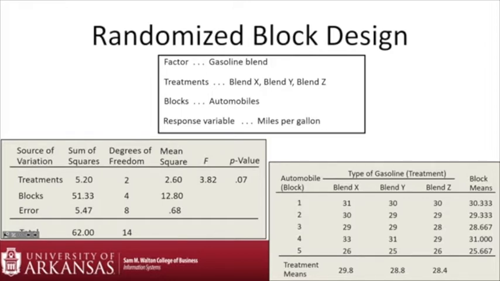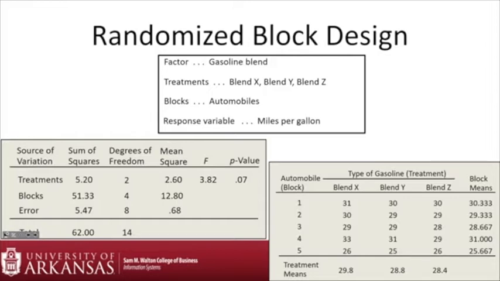So is there a difference between our blends? It depends on my alpha level. So if my alpha level is 0.05, is there a difference between my blends? With a 0.07 p-value greater than 0.05, we fail to reject our null hypothesis, and we say that all the blends have not significantly different means.